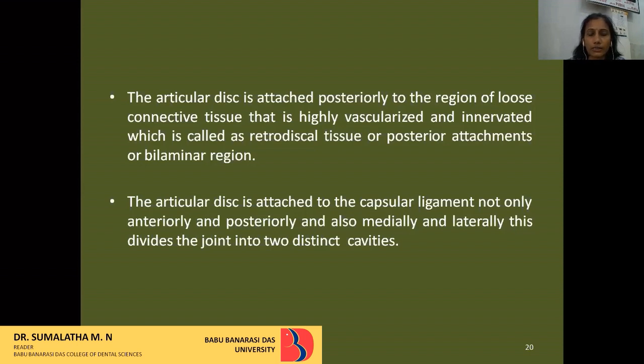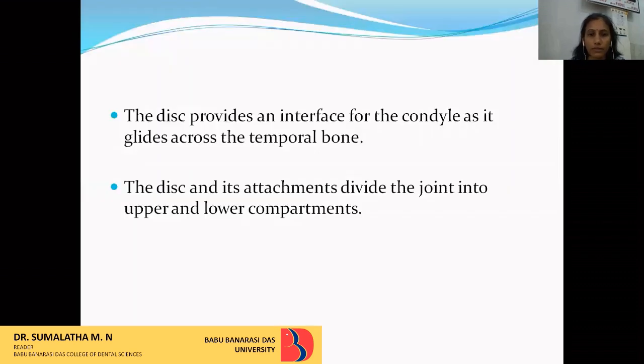And this articular disc attaches posteriorly to a region of loose connective tissue that is highly vascularized and innervated, which is called the retrodiscal tissue. Whereas the articular disc is avascular, posteriorly it has the retrodiscal tissue, which is highly vascularized and has innervation also. The articular disc is attached to the capsular ligament not only anteriorly and posteriorly but also mediolaterally, which divides the joint into two distinct cavities that we call the upper joint cavity and lower joint cavity.